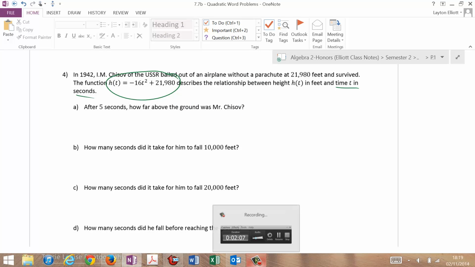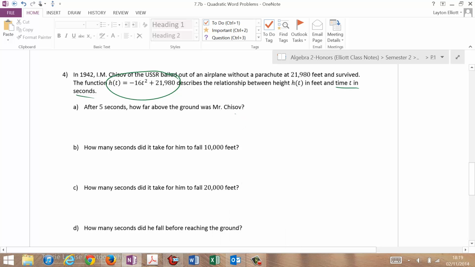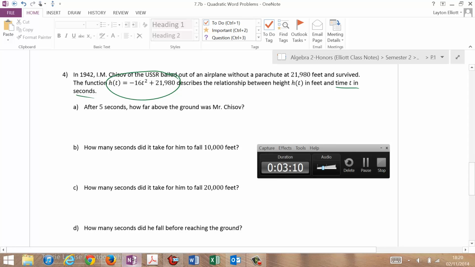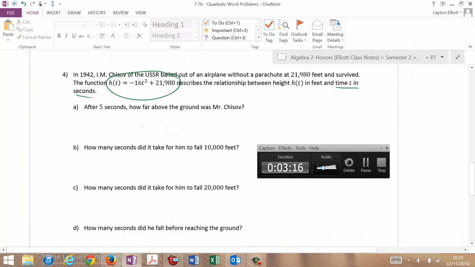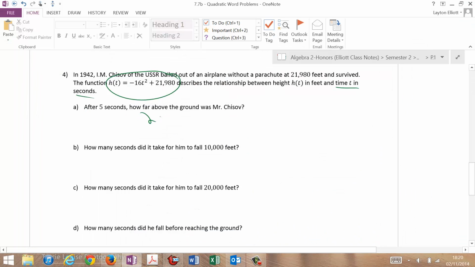Oh, wait a minute. This says after 5 seconds. Let's see. Relationship between the height. Oh, that's right. Sorry, I'm being weird. After 5 seconds, he is at that height. So what was that? 21,580 feet. I was trying to make sure that wasn't like something different.